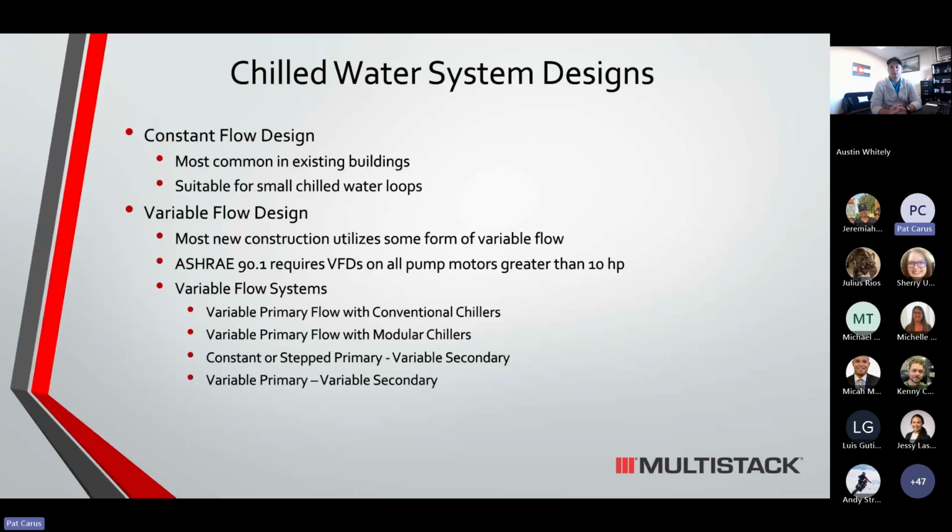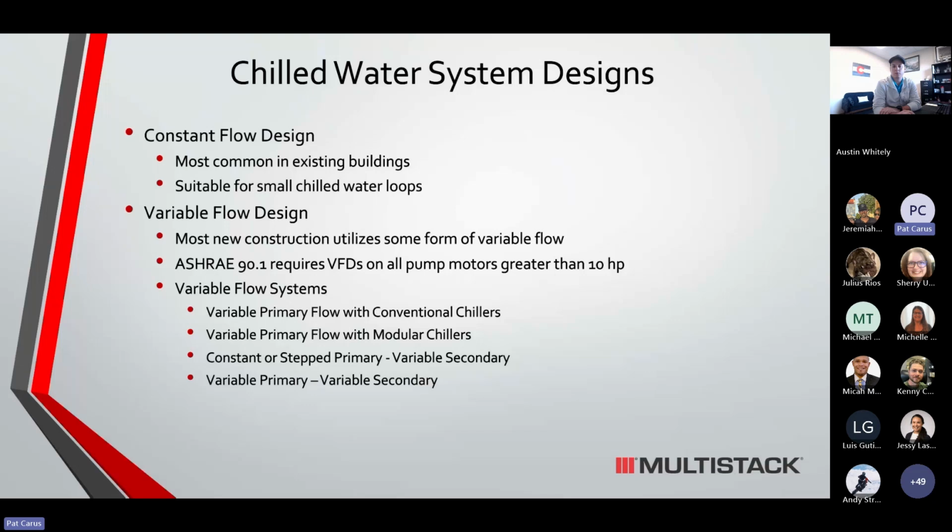So there's two primary types of systems. There's a constant flow type of system, very common in existing buildings today, typically really good for small chilled water loops, but as the space has grown, a lot more activity is happening, and most designs now are heading to variable flow type of application. Most new construction has some kind of variable flow somewhere in the system, and ASHRAE 90.1 even requires VFDs on pump motors that are bigger than 10 horsepower.